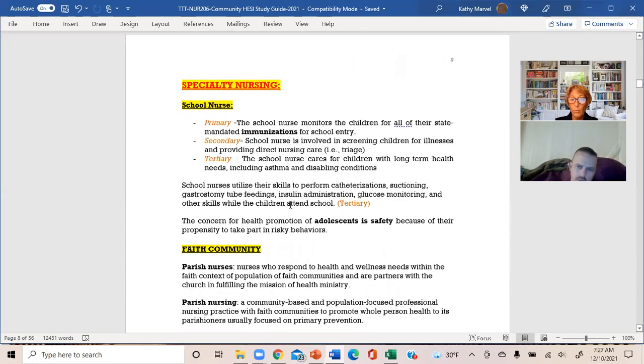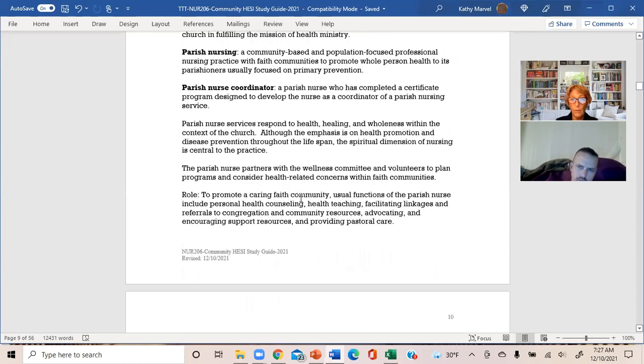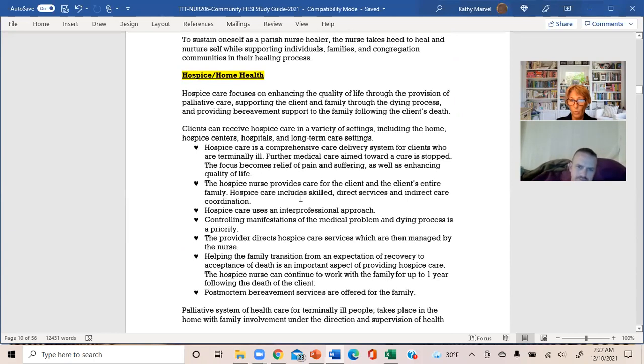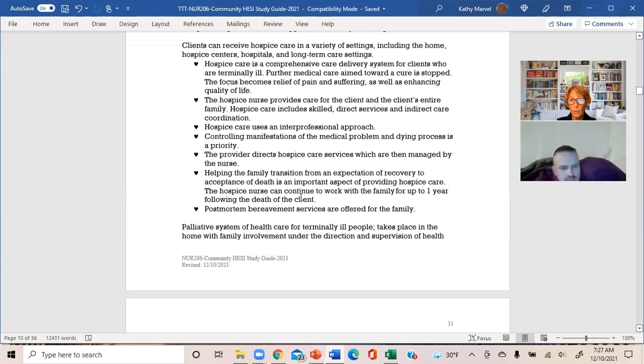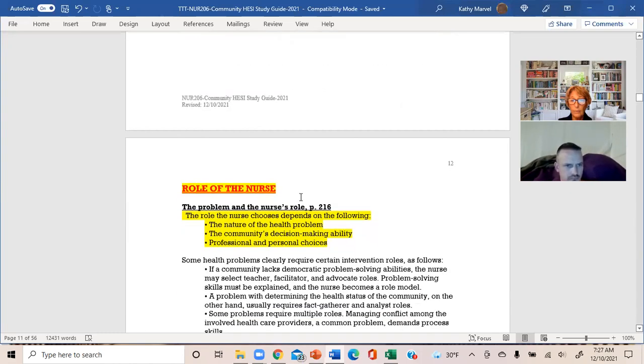Okay, so go through and read each of these sections and understand what the differences are in all of these roles. If you have questions or you don't understand that section, you'll need to go back to the PowerPoints, case studies, or the book if need be, to understand the differences. But you should have a basic grasp of what all these different roles in the community are.